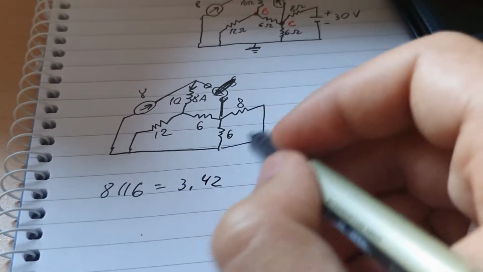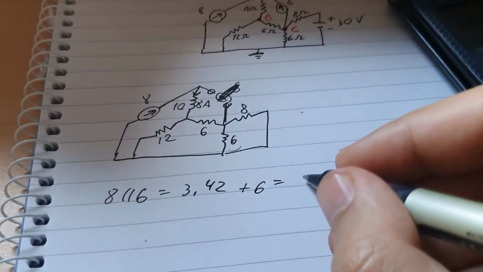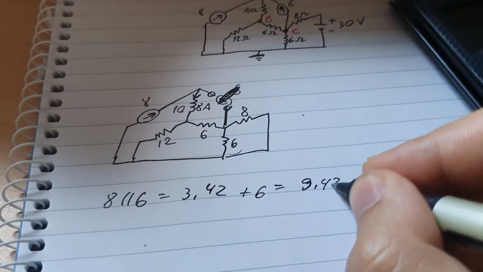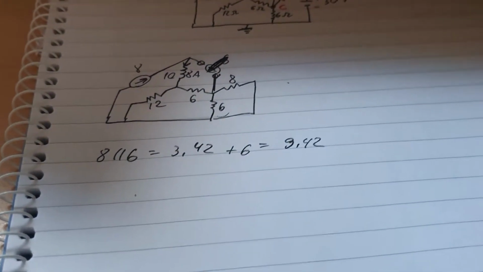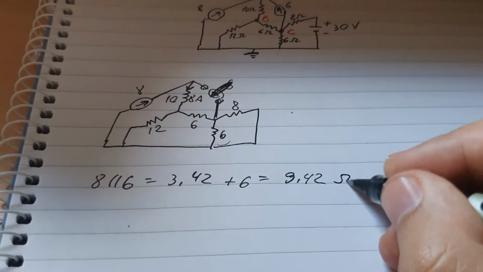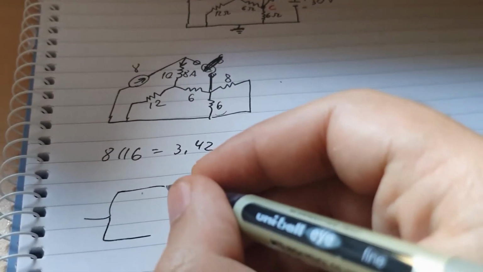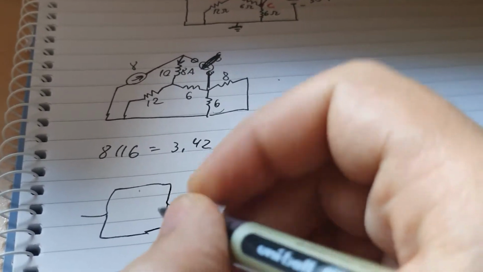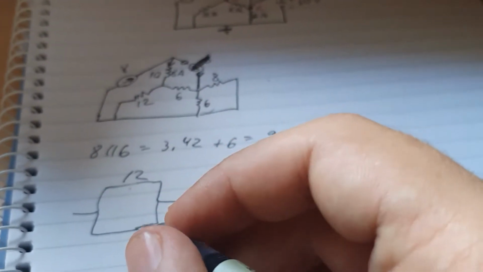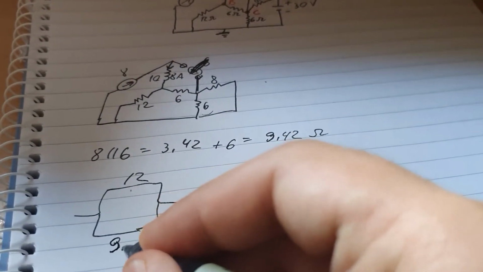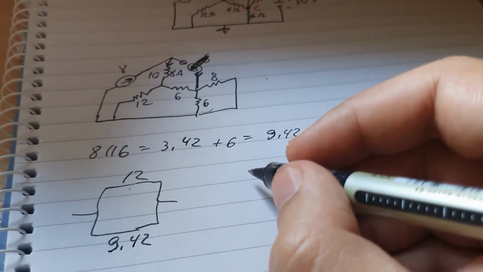Okay, and then these two are connected in series with this one, plus 6, which will be equal with 9.42. All right, so we got the 9.42 and a 12. Now let's see here, we'll do the current divider method. One of them is 12 and the other one is 9.42. So these are the two resistors.